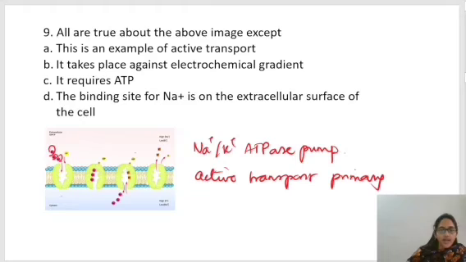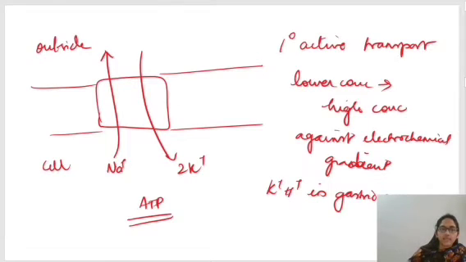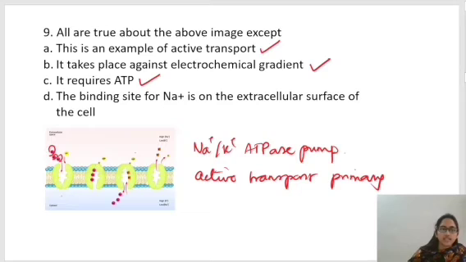This is an example of active transport. Yes, it is. It takes place against the electrochemical gradient. Yes. It requires ATP. Yes. But the binding site for sodium is on the extracellular surface of the cell. Do you think so? Sodium has to be pumped from inside the cell to outside the cell, so the binding site for sodium will be present inside the cell, on the intracellular surface. So this is the answer for this question. This statement is wrong.